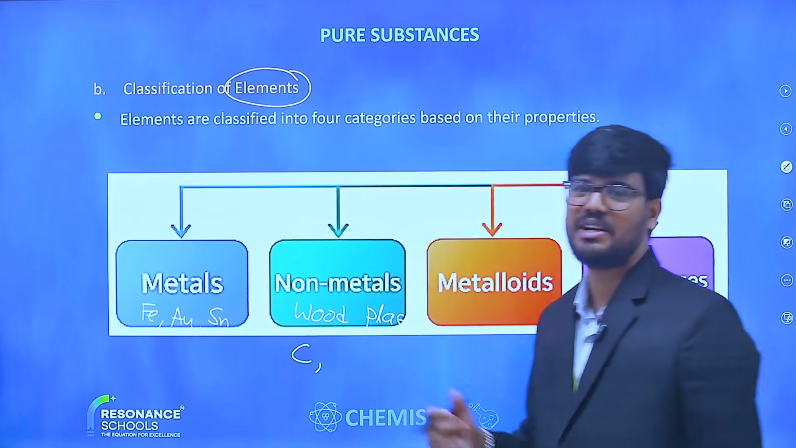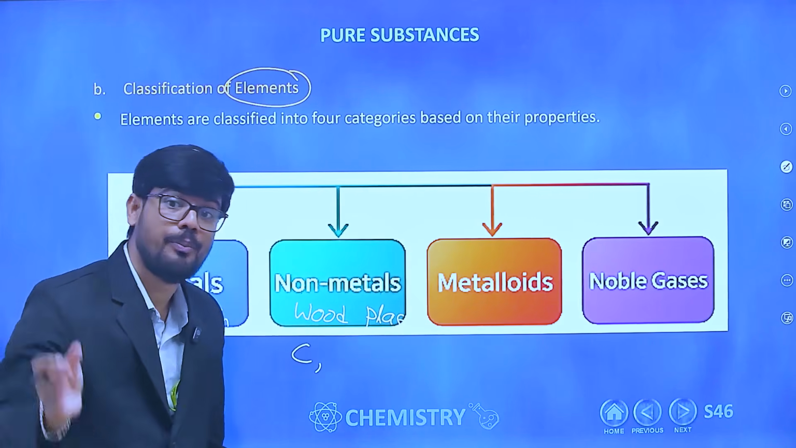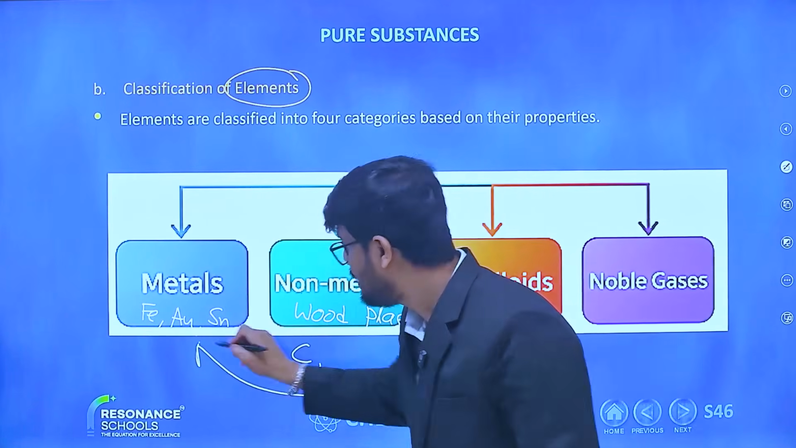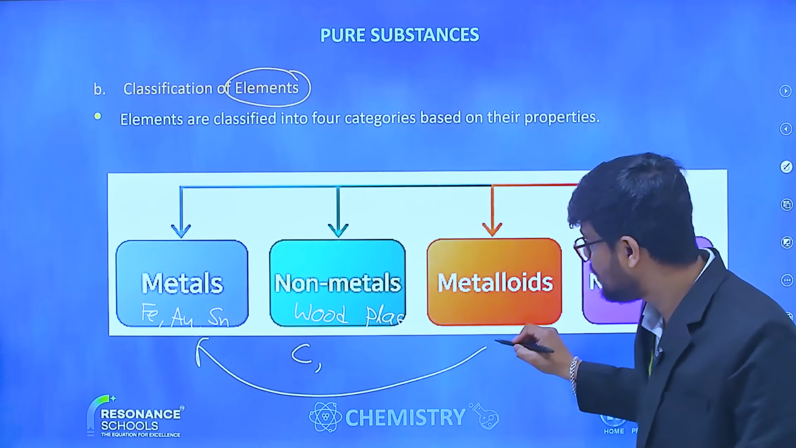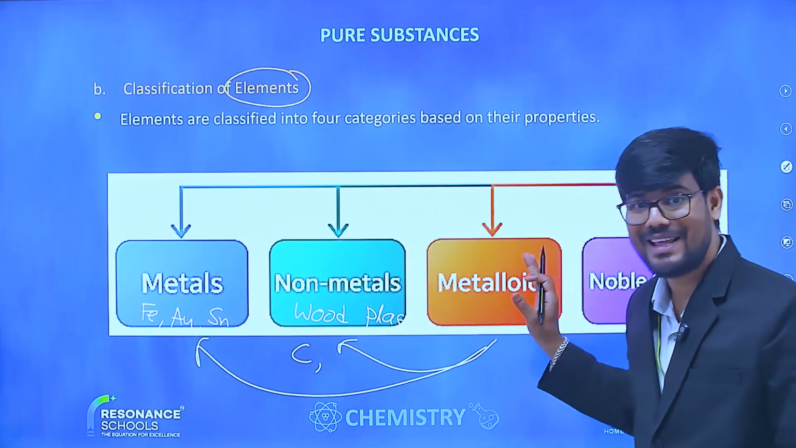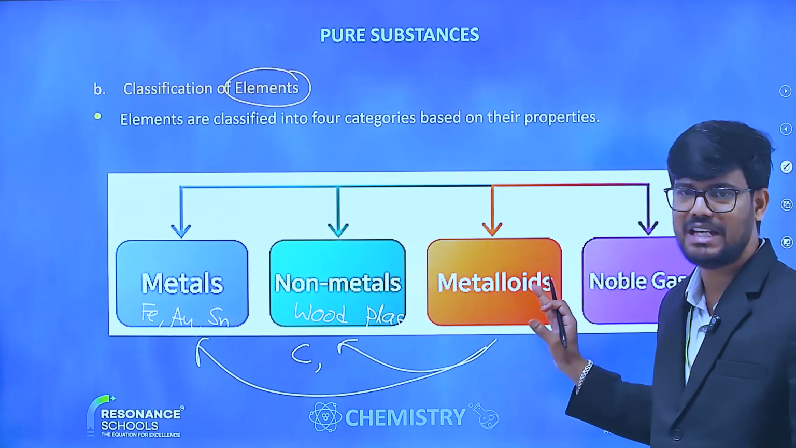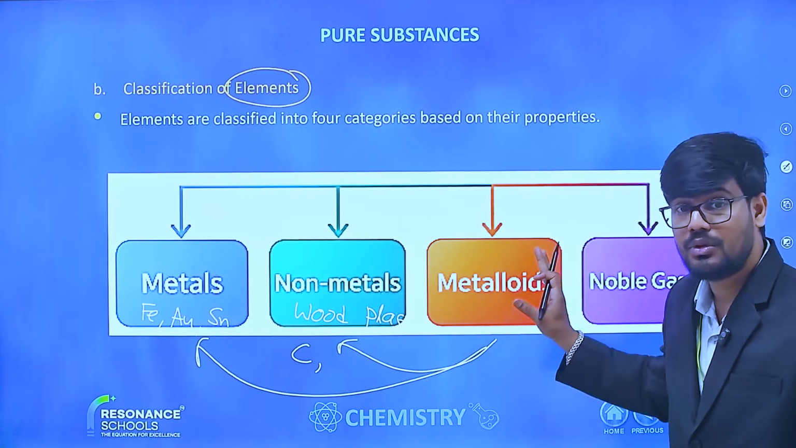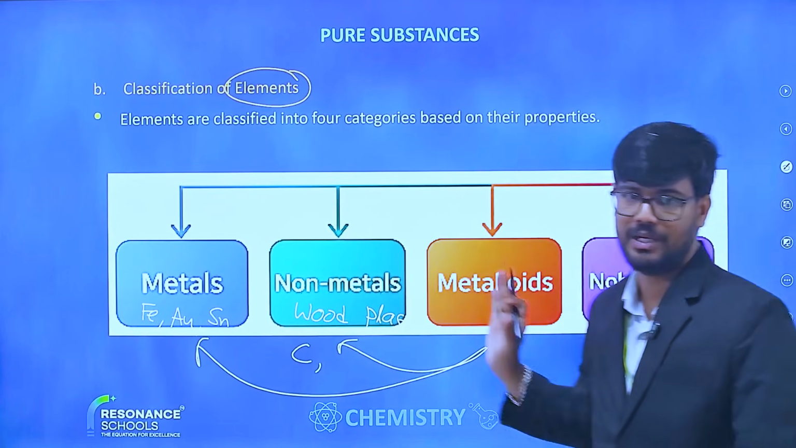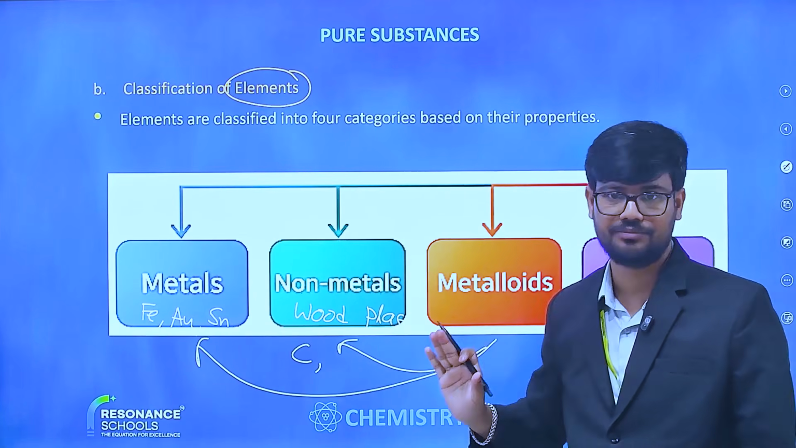Metalloid is very important. Metalloids have both properties. Some properties will be like metals, some like non-metals. After some time we will discuss in detail. We have 7 or 8 such elements. They have properties of both metal and non-metal.